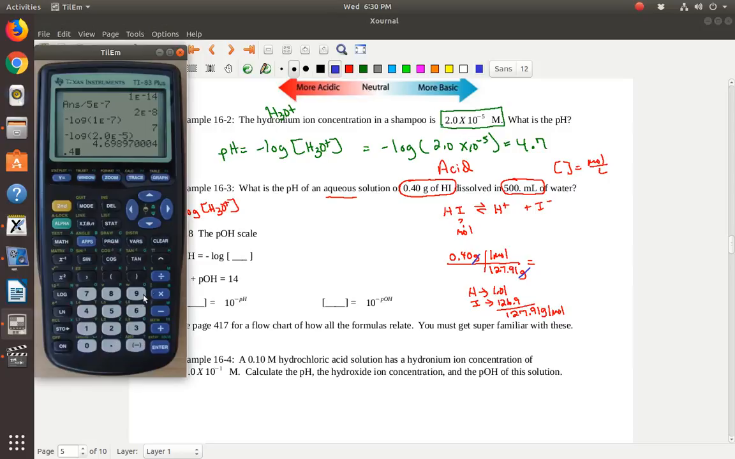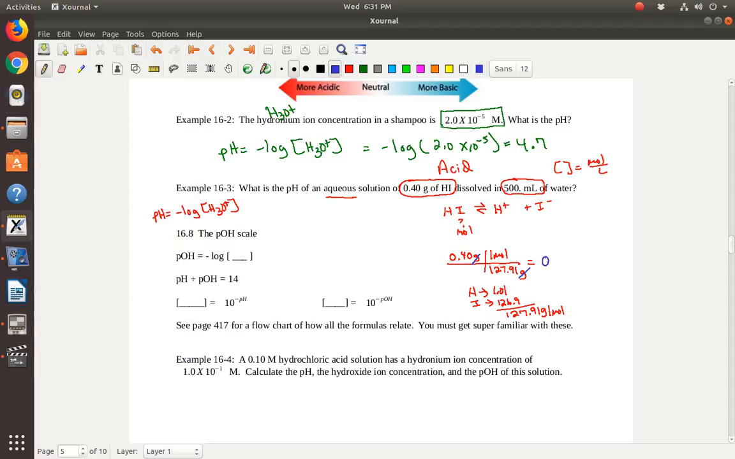And so how many moles is that? We have 0.4 divided by 127.91. I get 0.0031. That's how many moles I have. Okay? So that's the number of moles. In order to figure out molarity, I needed moles over liters. So it's 0.0031 moles.